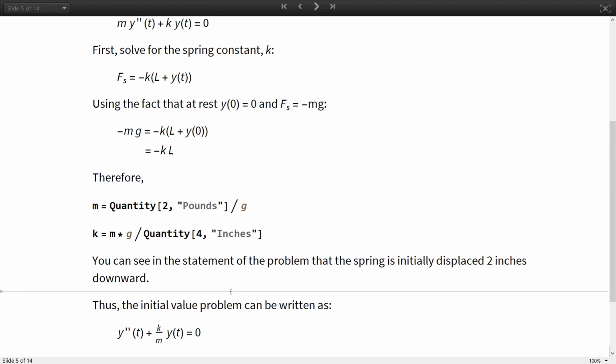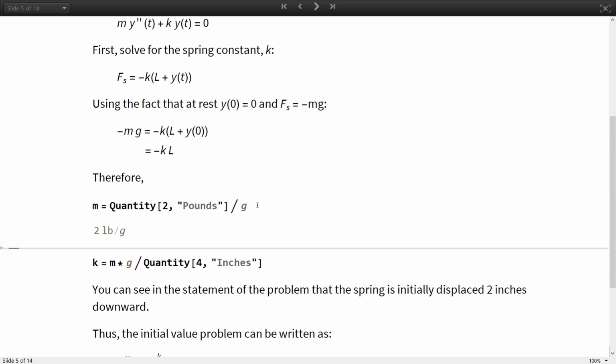To get the mass, recall that the weight is defined as the mass times the acceleration due to gravity. You may not know the acceleration due to gravity in the imperial system off the top of your head, or you may not want to go through the work of converting the SI units yourself, but luckily you don't need to. The Wolfram language can handle these units for you. To define the mass, simply define the 2 pounds in the numerator and divide by the acceleration due to gravity.